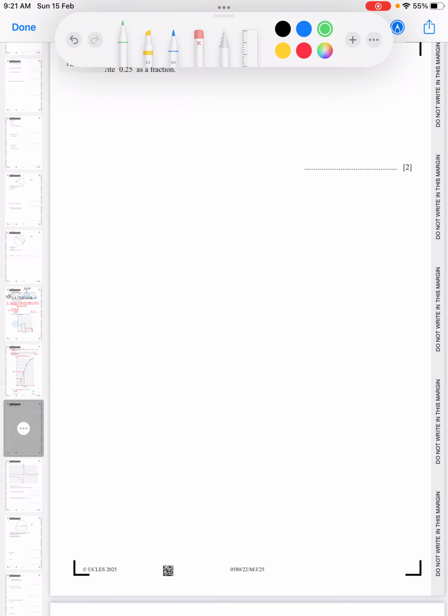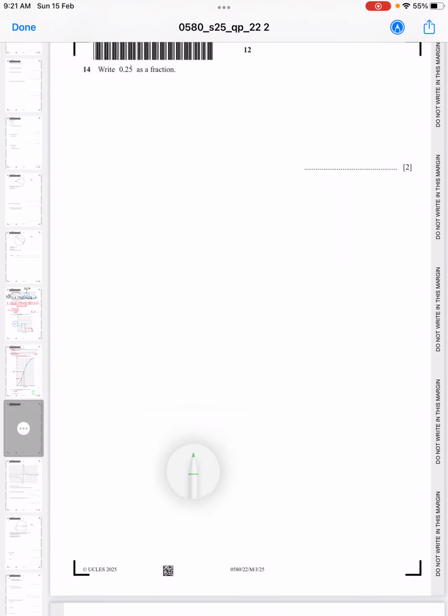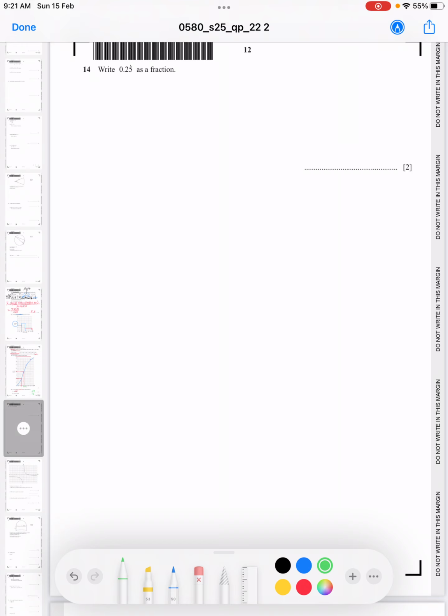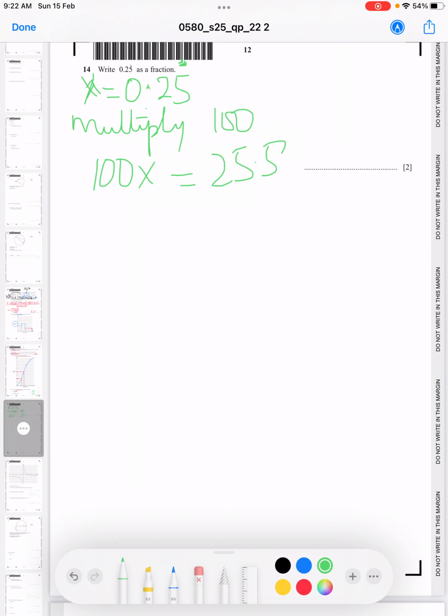Okay, now come to question number 40. Let's read it. 0.25 recurring as a fraction. Okay, so let's suppose x equals 0.25 recurring, right? If I multiply it with 100, I get 100x equals 25.55, because we know that 5 is repeating.